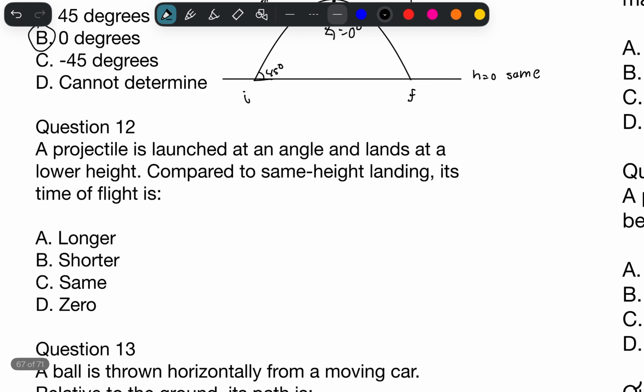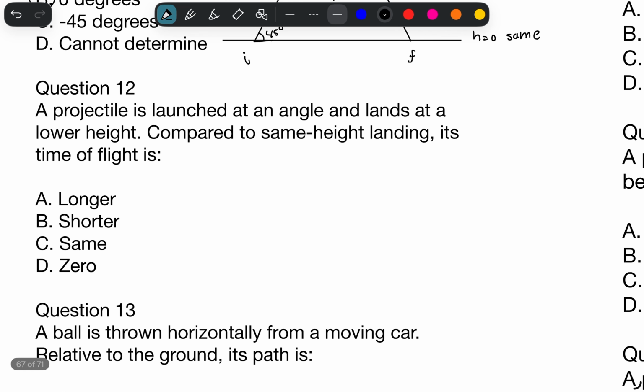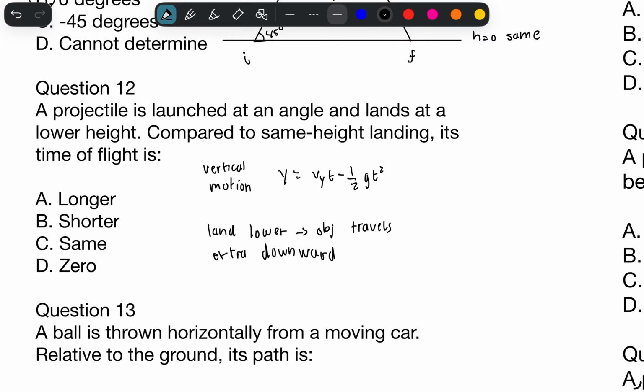A projectile is launched at an angle and lands at a lower height. Compared to the same height landing, its time of flight is going to be what? So your vertical motion can be described with y is equal to vyt minus 1/2 gt squared. Now, if you land lower, that means that your object travels an extra downward distance.